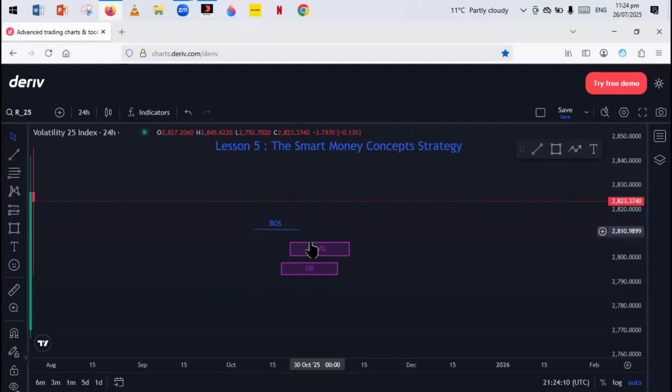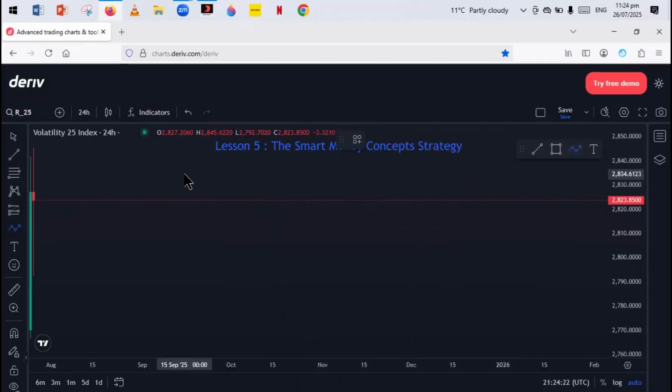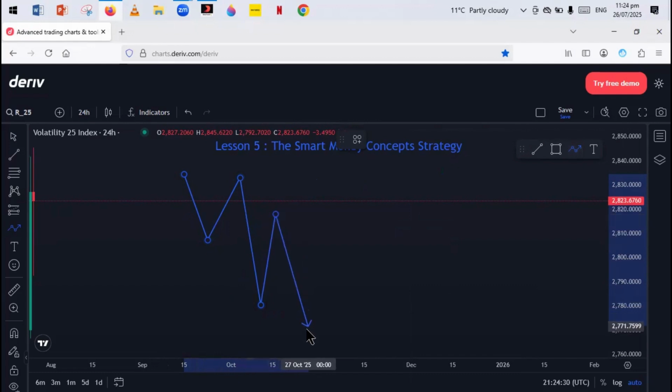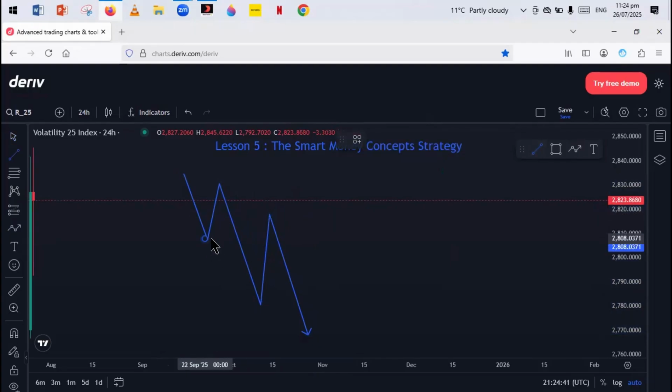Now if we go to the bearish scenario in a downtrend, let me remove that. So we have price breaking structures to the downside like that. So we have a break of structure right there. That is our break of structure.